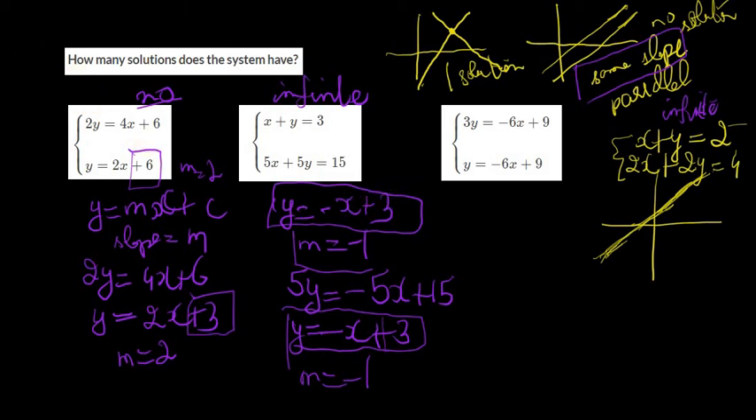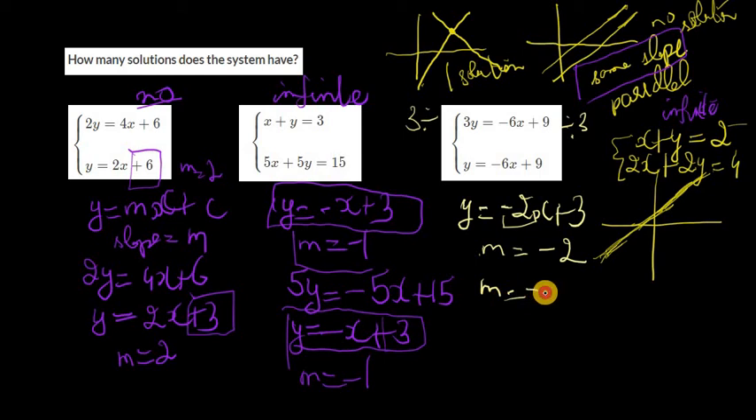And now let me do the last one. Let's first check the gradient, or the slope, of both of these lines. For the first one, it's going to be y equals negative 2x plus 3. I just divided both sides by 3 to put it into the standard form. And so my m here, the slope, is equal to negative 2. For the second equation, it's already in this form, so my m in the second one is negative 6.